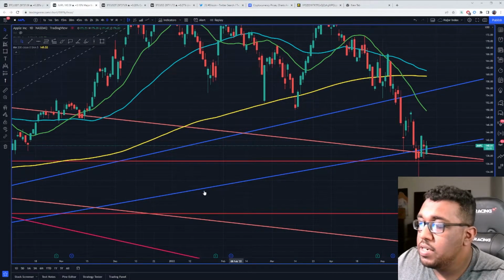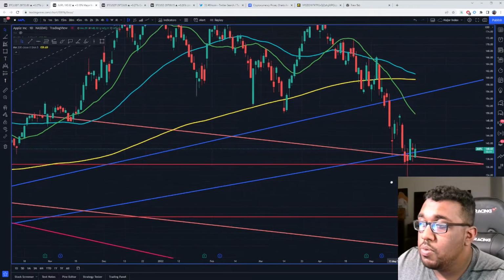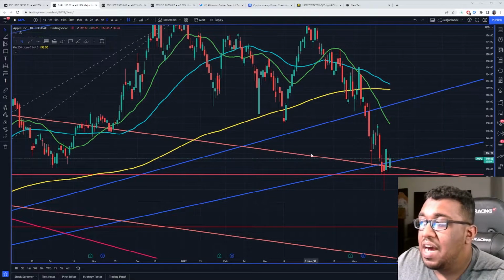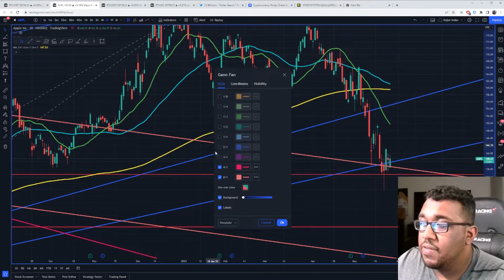We bounced off of it one day, but as I look at it, it still looks like we really just bounced off of this 2-to-1 here. And so because of that, I'm not really giving much weight to this. I just wanted to show you guys it was on the chart, but because of how it's looking, I'm not really giving much weight to it.